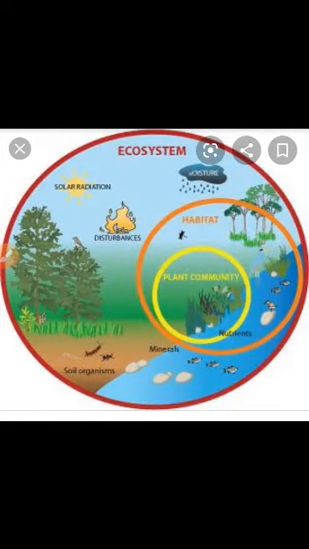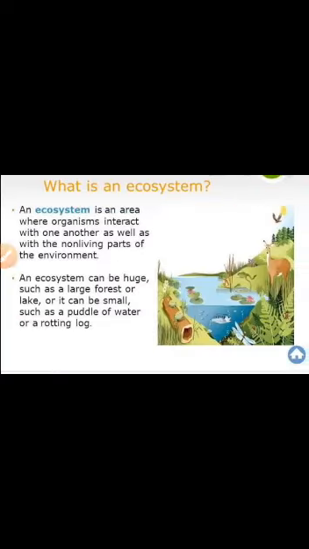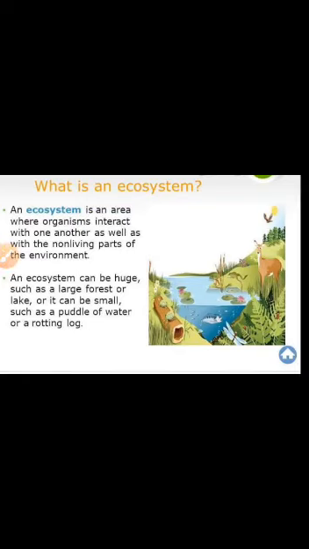Here we come to ecosystem. What is an ecosystem? An ecosystem is an area where organisms interact with one another as well as with non-living parts of the environment. An ecosystem can be huge, such as a large forest or lake, or it can be small, such as a puddle of water or a rotting log.